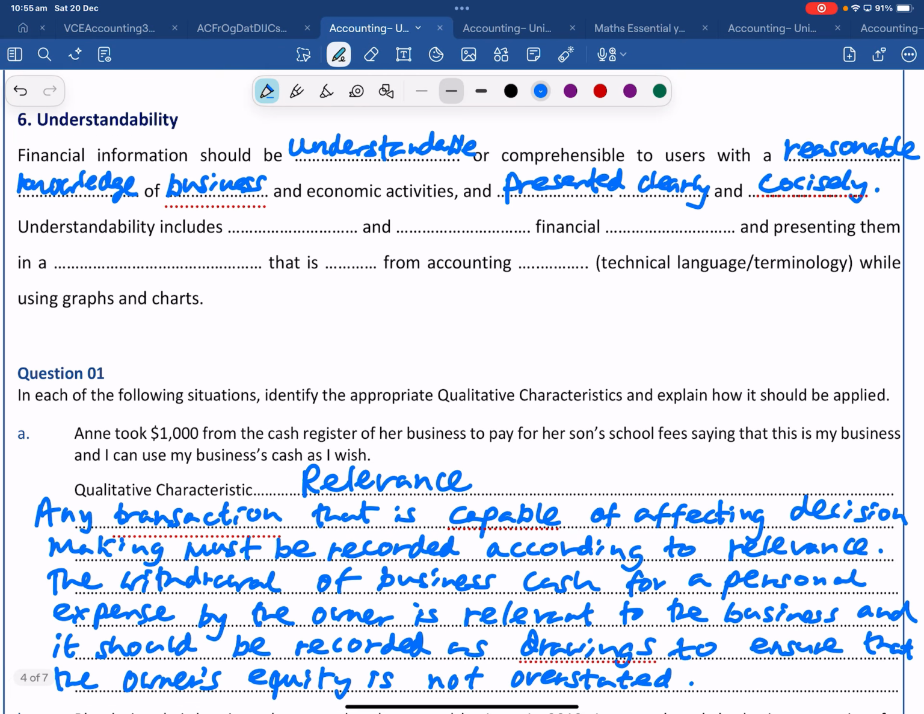Understandability includes classifying and categorizing financial information and presenting them in simple language.